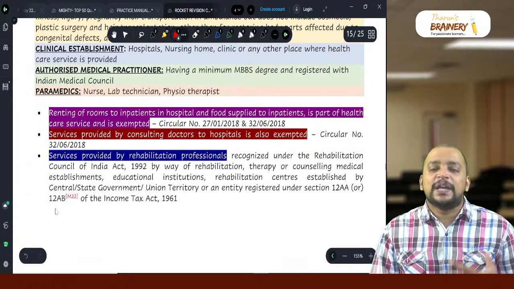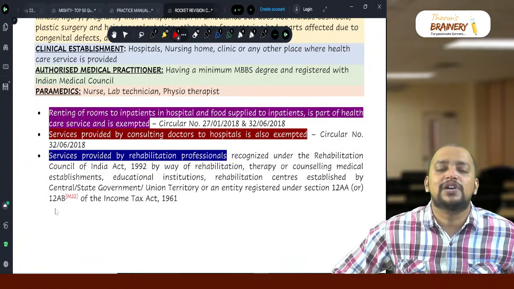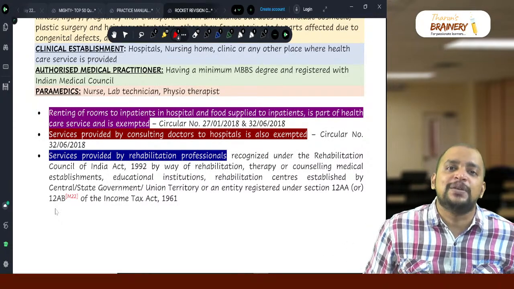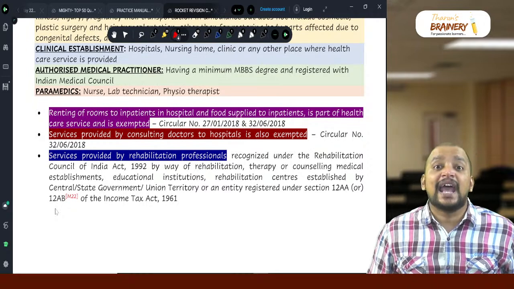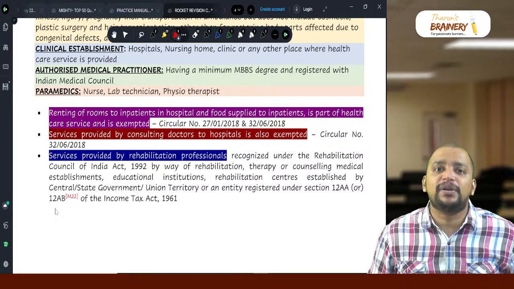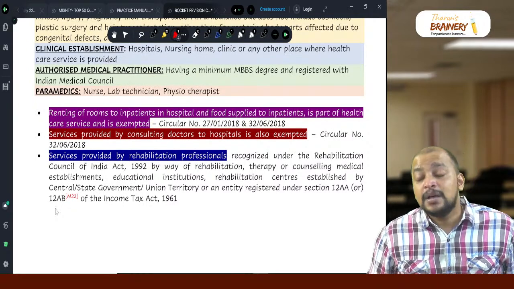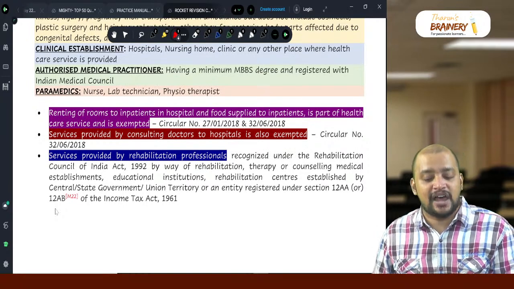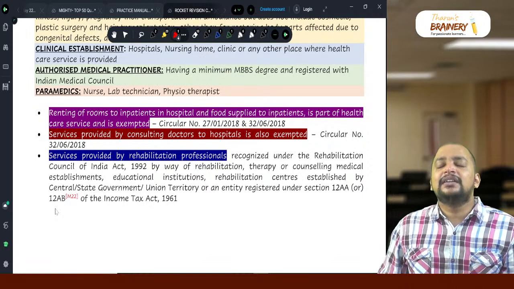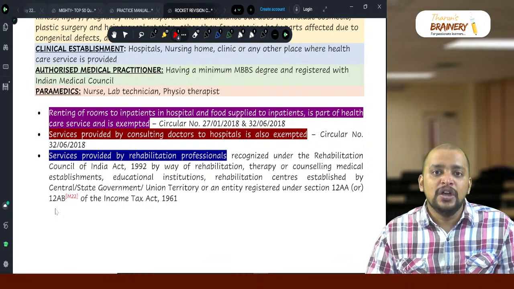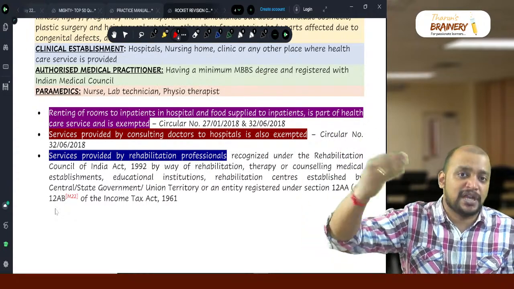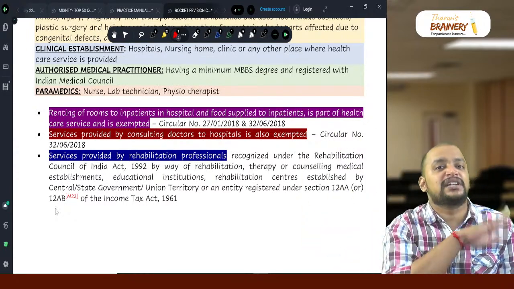Renting of rooms to inpatients. Inpatients means those who are admitted in the hospital is exempted, including sale of medicines to inpatients. Okay. Whereas catering service, that is supply of food to inpatients is exempted, but supply of food to outpatients or visitors or hospital staff, that will be taxable. Then there will be some consulting doctors who will be providing services to the hospital, and hospital collects the money from the patient and a part will be shared with the consulting doctor.